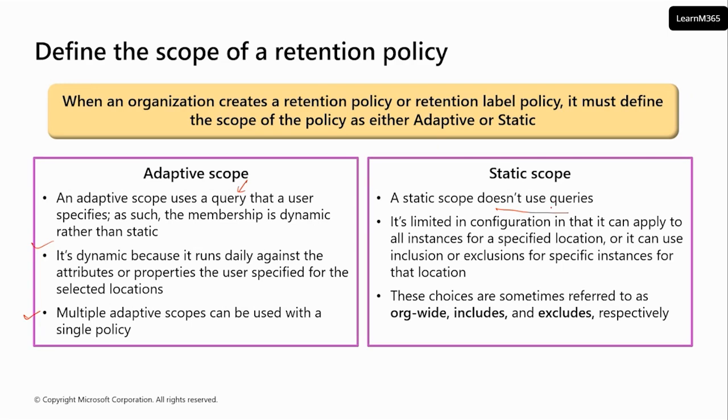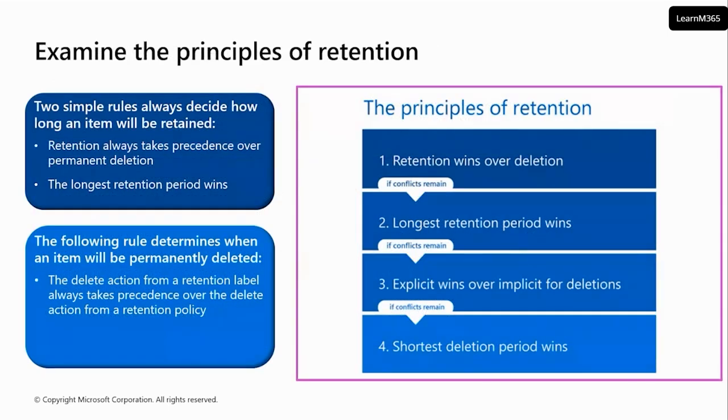Then we have static scope. It's limited in configuration in that it can apply to all instances for a specified location, or it can use inclusion and exclusion. All right. So these choices are sometimes referred to as org-wide, include and exclude respectively. This is scopes. Then we have principles of retention.